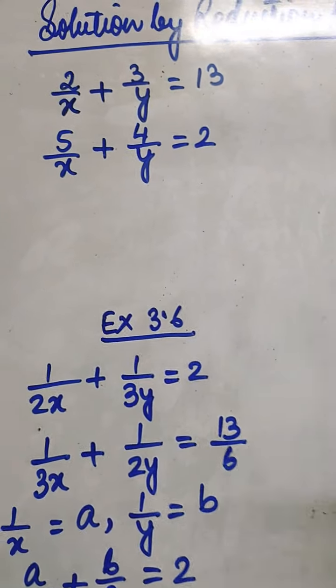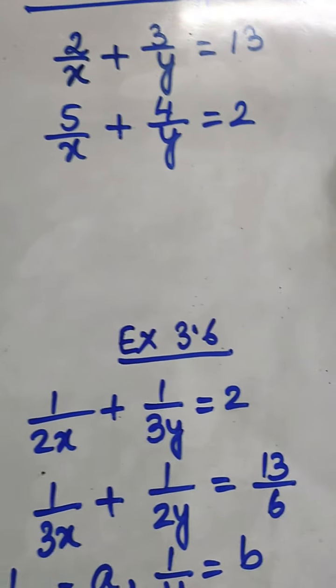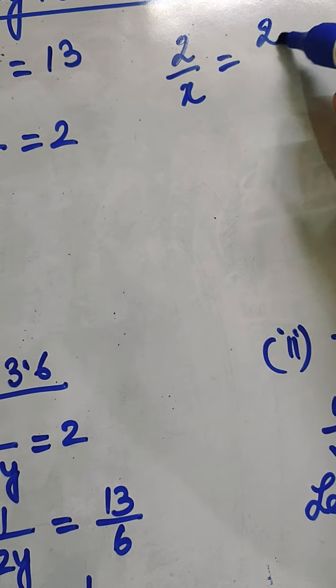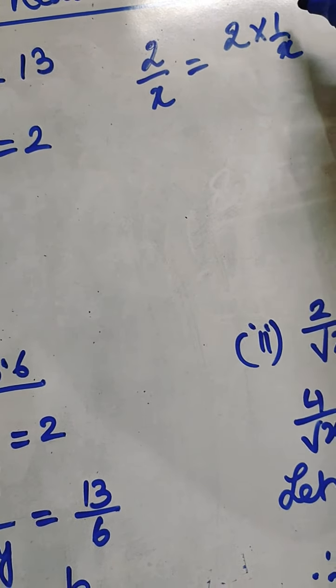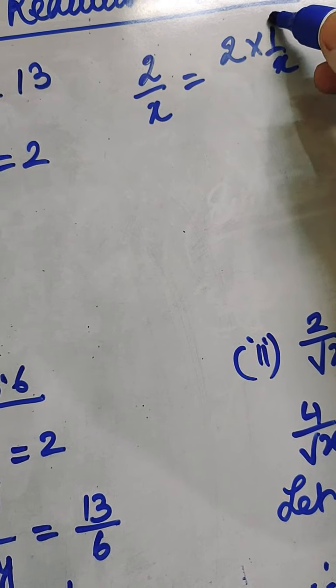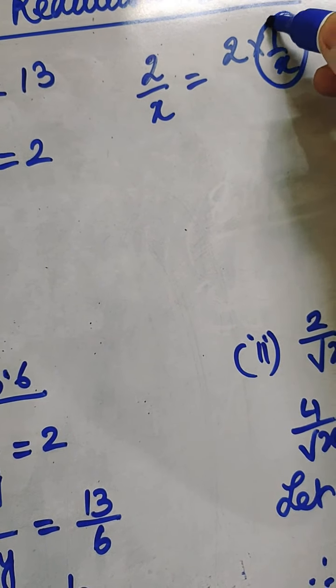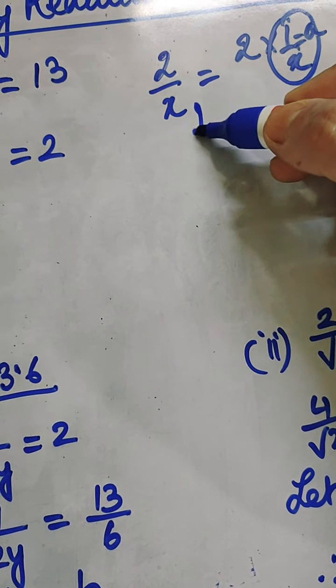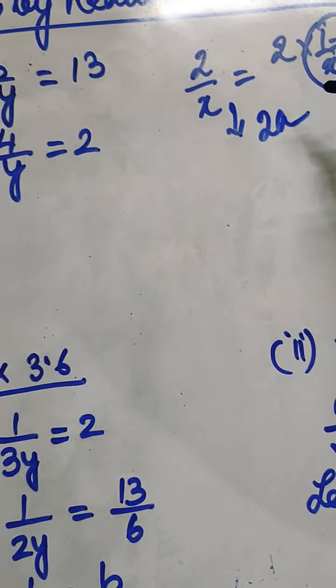So here we have 2 by x. Now 2 by x, what does it mean? 2 by x means 2 into 1 by x. So this 1 by x will be substituted by a. Then 2 by x reduces to 2a.